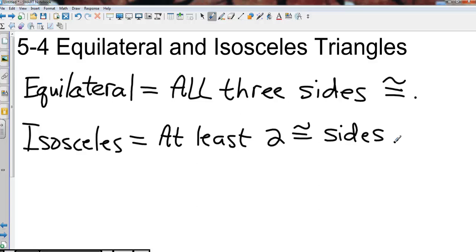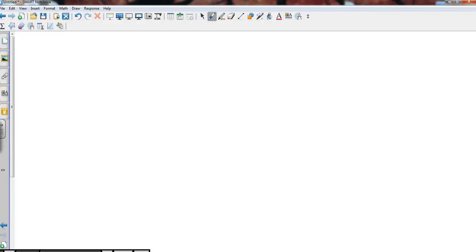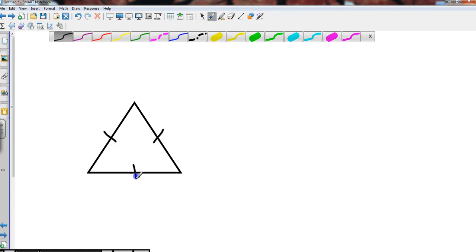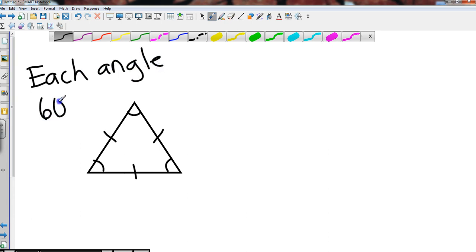Let's go with the equilateral first. Because all three sides are congruent, what is also true? All three angles are congruent, right? Yes. Which means every angle on an equilateral triangle is how many degrees? 60. So each angle is 60 degrees. Again, that just works for equilateral triangles.